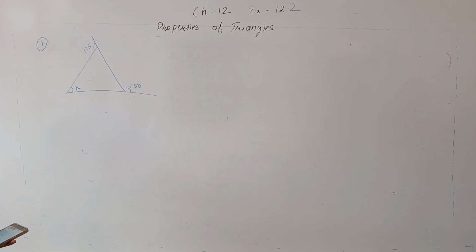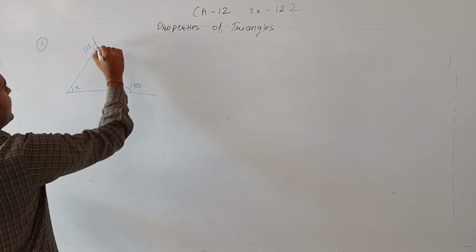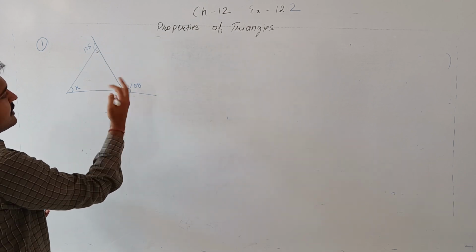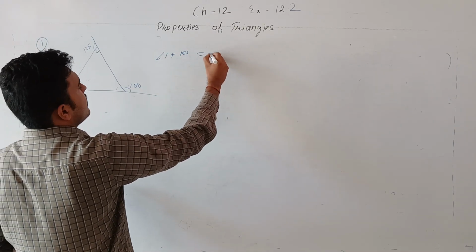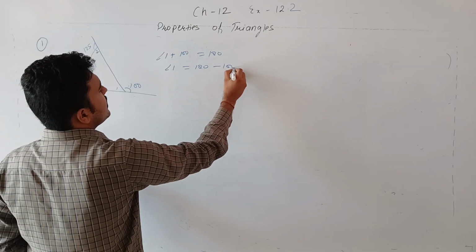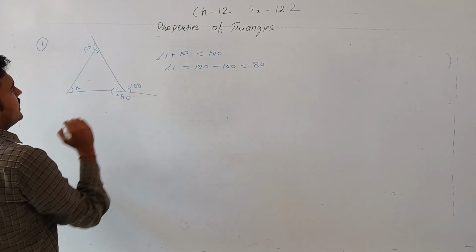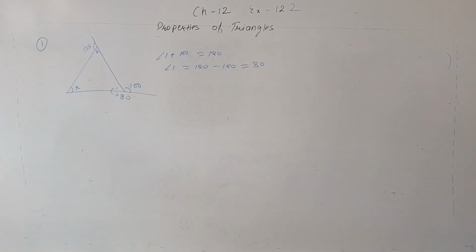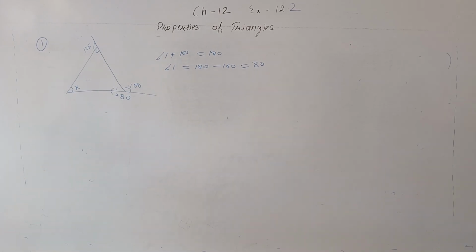So there are two methods. First, we can do it this way: we know angle 1 plus 100 is equal to 180. Therefore angle 1 is equal to 180 minus 100, which is equal to 80. So angle 1 is 80. Similarly, we also know that 125 plus angle 2 is equal to 180.